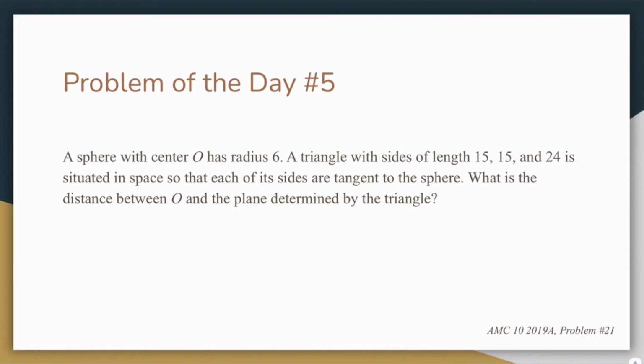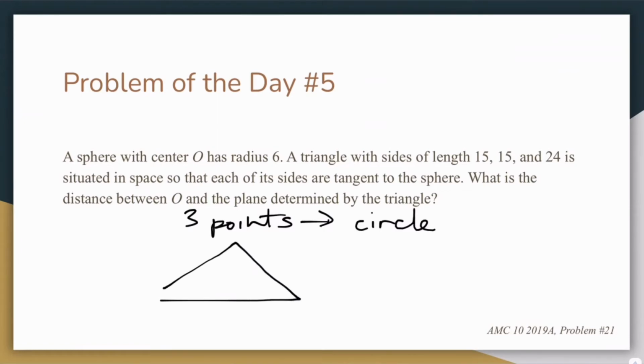Well, one useful fact to note is that 3 points on a sphere determine a circle. So what circle is this? What relation does it have with the triangle? Well, we know that the circle is tangent to all 3 sides of the triangle, and it's contained within the triangle. So this must be the incircle of the triangle.